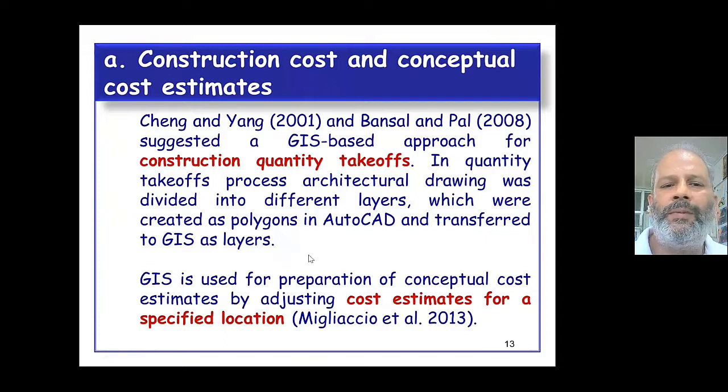There are a few studies which have been reported in which GIS has been used for quantity takeoffs. What is done is that those layers which have been prepared in AutoCAD are imported into the GIS software, and those layers are used for quantity takeoffs. Once we have quantity takeoff in GIS, then if we maintain a database of unit cost, we are in a position to calculate construction cost or cost estimate for a particular location.